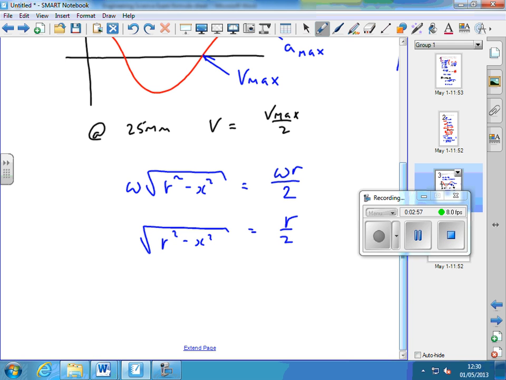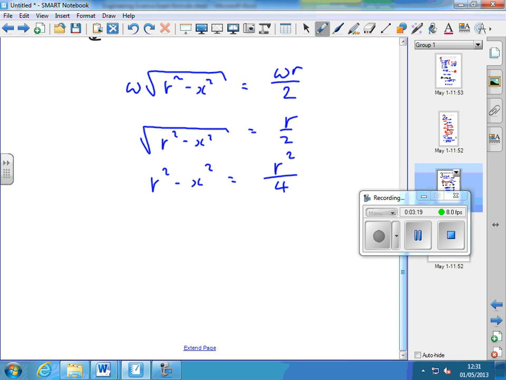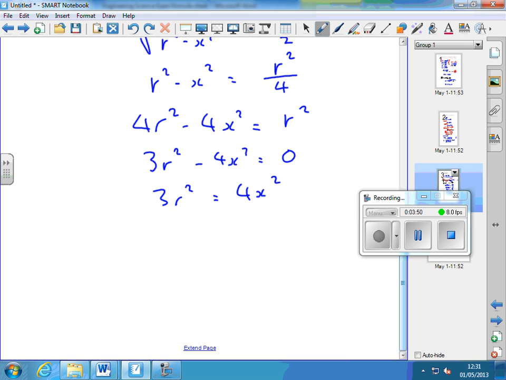Square both sides to get rid of the square root sign. Omega cancels out. So squaring, we get r squared minus x squared equals r squared over 2 squared, which is 4. Multiplying both sides by 4, we get 4r squared minus 4x squared equals r squared. Subtracting r squared from both sides, we get 3r squared minus 4x squared equals 0. Adding 4x squared to both sides, we get 3r squared equals 4x squared. So dividing by 3 and square rooting.